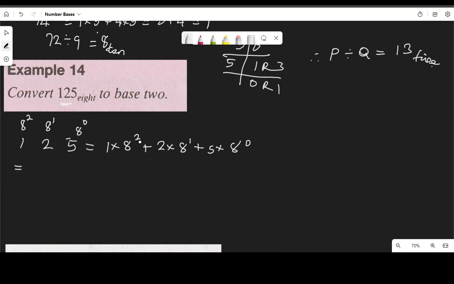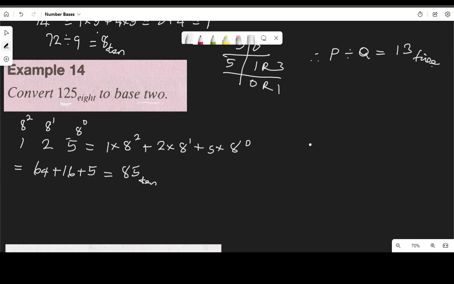And 8 to the power 2 is 64, and 1 times 64 is 64. Plus 8 to the power 1 is 8, 8 times 2 is 16. Plus 8 to the power 0 is 1, 1 times 5 is 5. 64 plus 16 is 80. 80 plus 5 is 85. That is 85 in base 10.